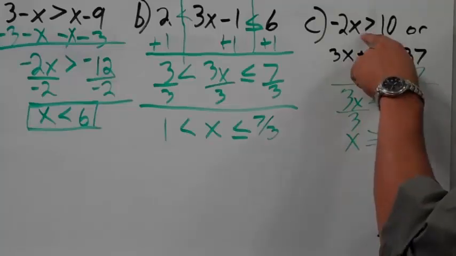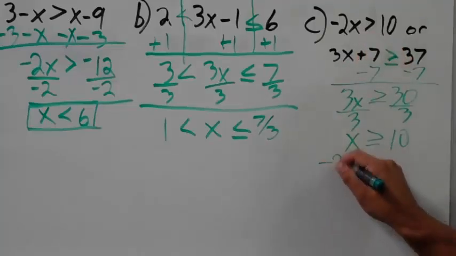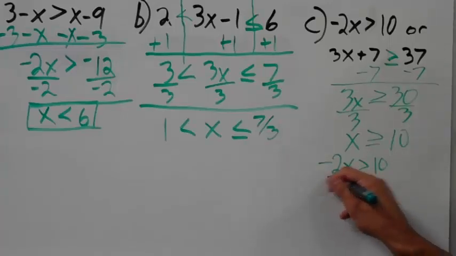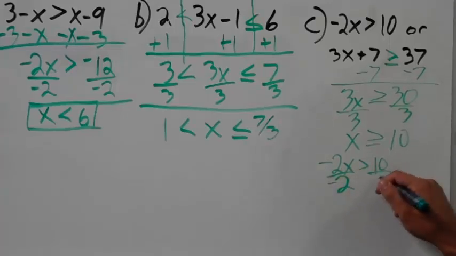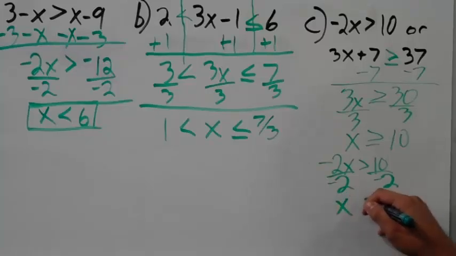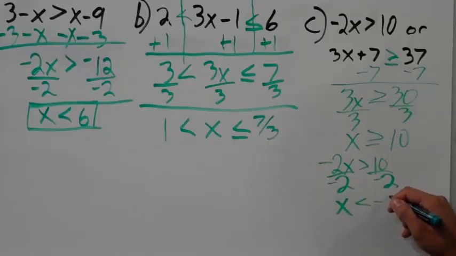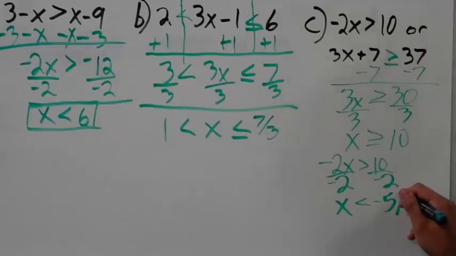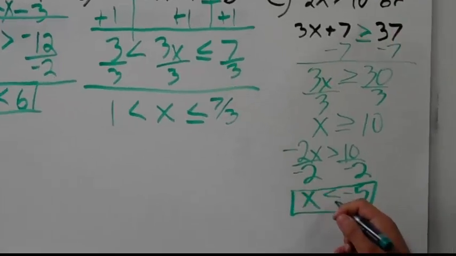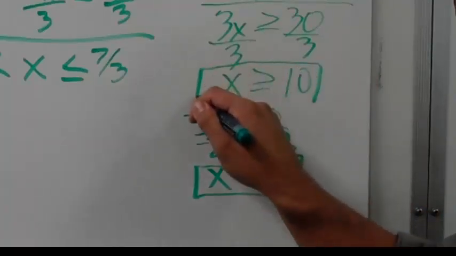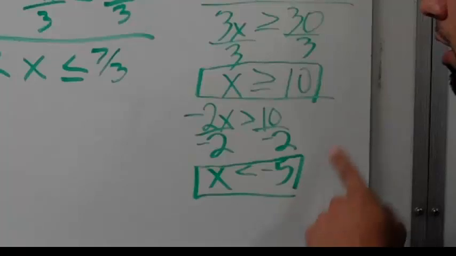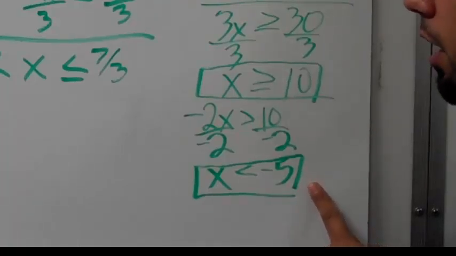Okay, but I still have to worry about this piece, so I'm going to rewrite this one. And in this one, all I have to do is divide by negative 2. And again, I divided by a negative number, so I have to flip my sign. Okay, so I found my 2 answers. I have x is greater than or equal to 10, and x is less than or equal to negative 5.